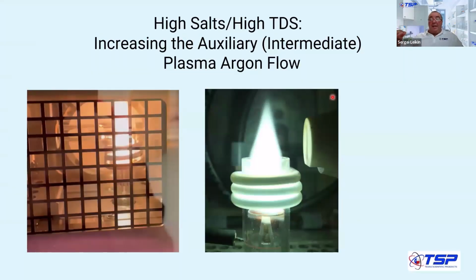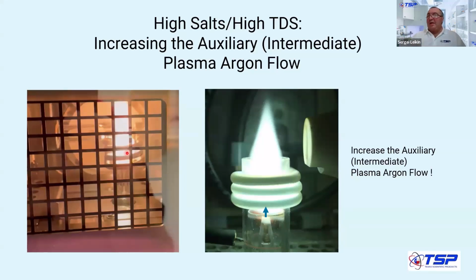The other thing, again using analogy with organic samples, is when you run something that has a lot of salts, you need to increase the auxiliary flow. Otherwise, the salt is going to build up on your injector, similar to what carbon builds up when you run organics. So again, increase your auxiliary flow. Rule of thumb, going from regular non-TDS samples to high salt, about a factor of 2.